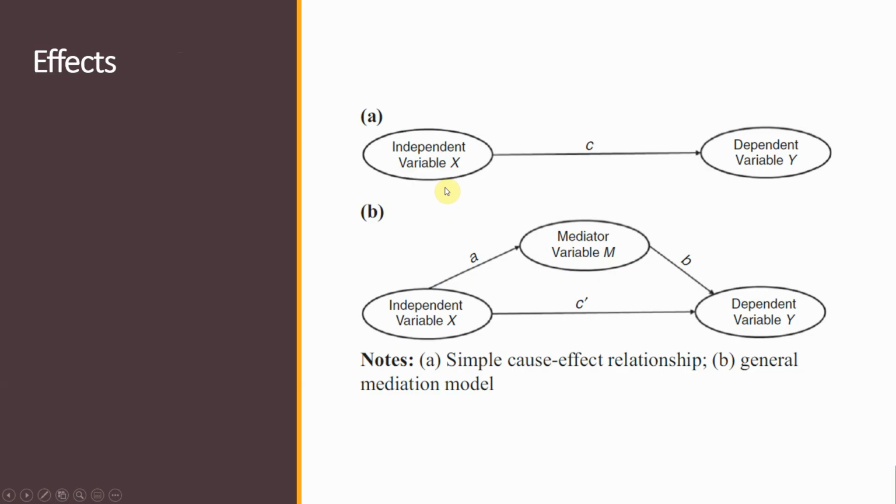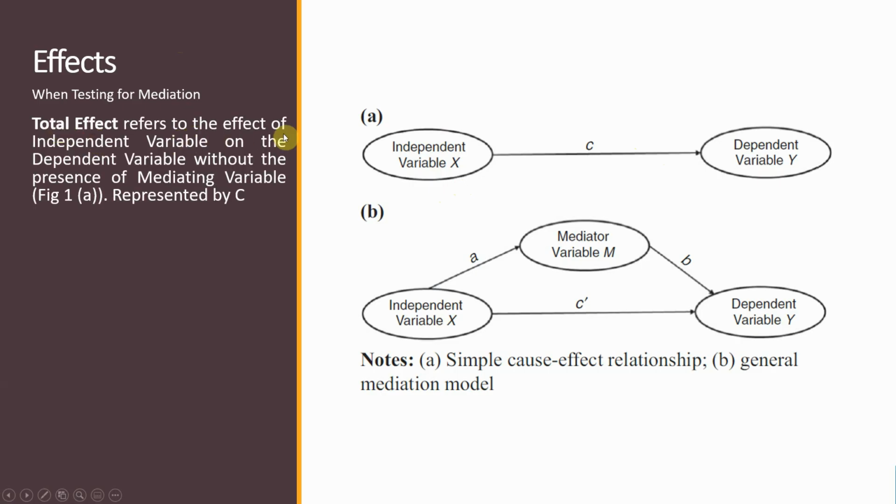Now there are different effects that we study when we are doing mediation. There is the total effect. Total effect refers to the effect of independent variable on the dependent variable without the presence of mediating variable, and it is represented by C, which is figure 1a, this one. Your independent variable affecting the dependent variable, and this path here is represented by C without any mediator present.